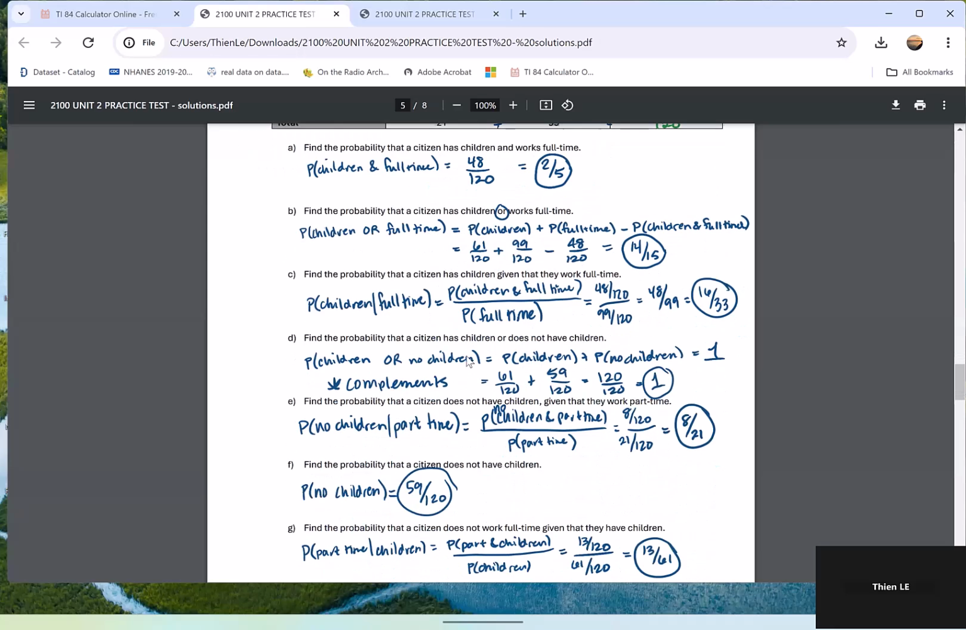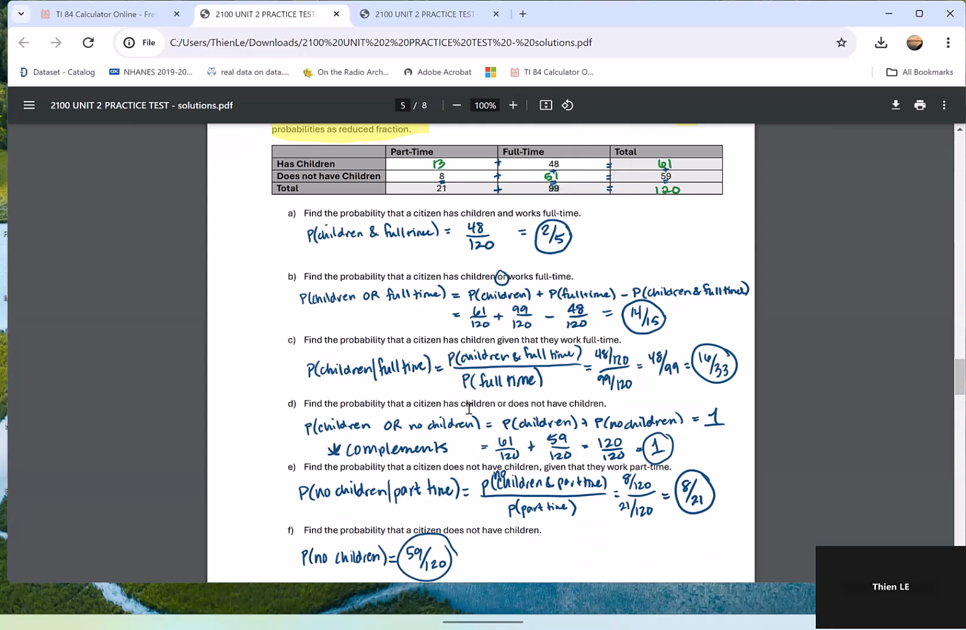Find the probability that a citizen has children or does not have children. In this case, people either have children or do not have children. It's obvious, so it's just one. But you can also look at using the formula: have children plus no children, and they're mutually exclusive. You can do the math here, but if you think a little bit, people should be classified either way, have children or no children, which means it must be one.